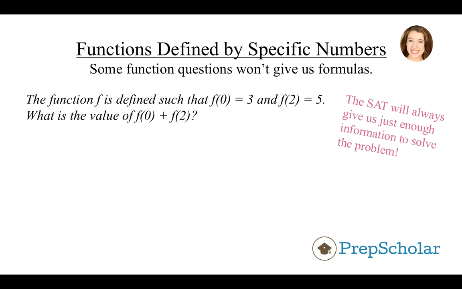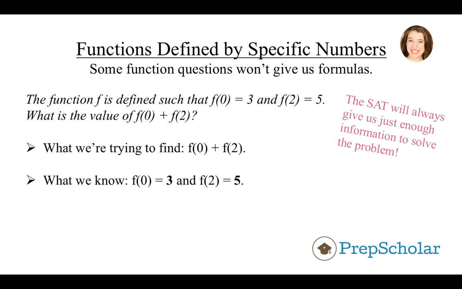So let's think critically about this problem. What we're trying to find here is f of 0 plus f of 2. Now, we don't have any formulas to figure out this function f, but what we do know is that f of 0 is equal to 3 and f of 2 is equal to 5. It's almost too simple, but it's tricky because we're so used to seeing functions written with their formulas. Know that some function questions won't do that, but they will give you information that we can plug in.